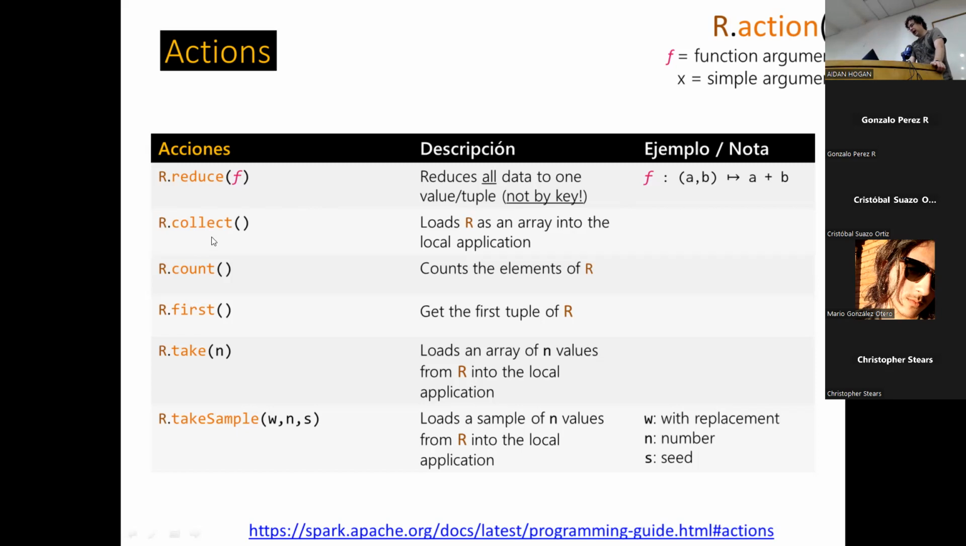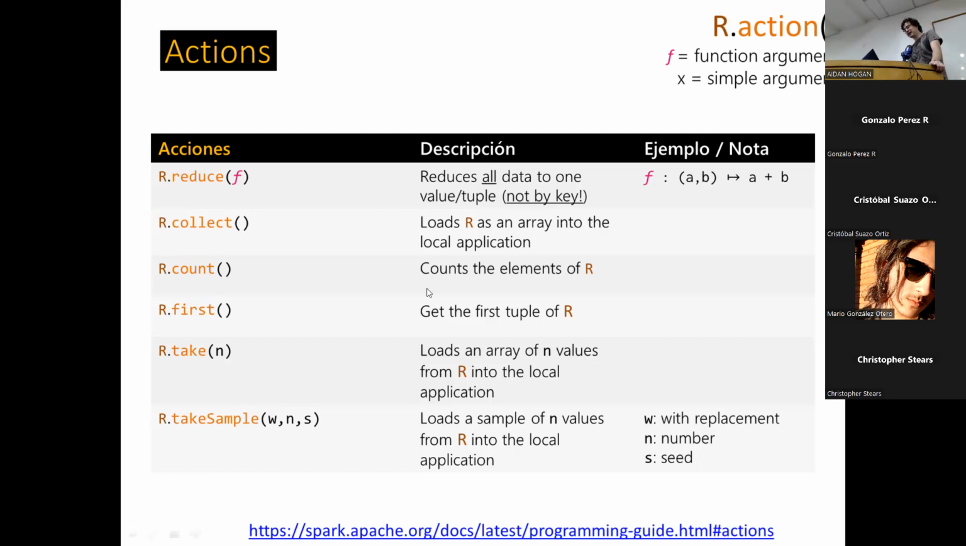We have collect, which loads our data into the local application. So maybe we get the top 100 which we're interested in. We apply all the counting and pairs and co-stars and so forth. We get the top 100, and then we say, okay, give me the top 100 into my Python application so I can do some more analysis or whatever.